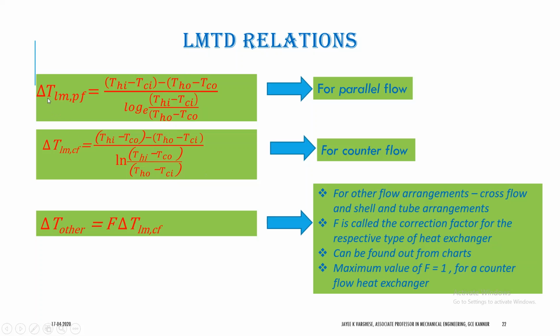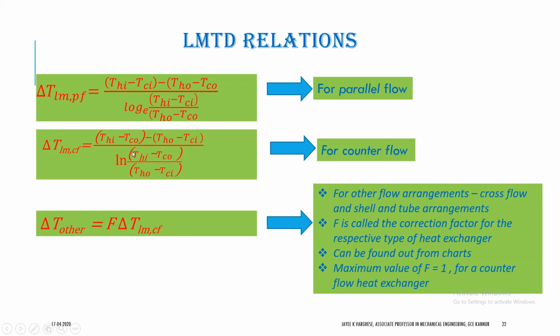How can we write the log mean temperature difference for a heat exchanger irrespective of whether it is parallel flow or counterflow? It is equal to the temperature difference at one end minus the temperature difference at the other end, divided by the log to the base e of the temperature difference at the first end by the temperature difference at the second end. For parallel flow, this will be THI minus TCI, because both hot and cold will have the same inlet end and the same outlet end.